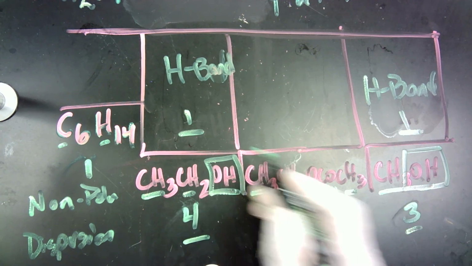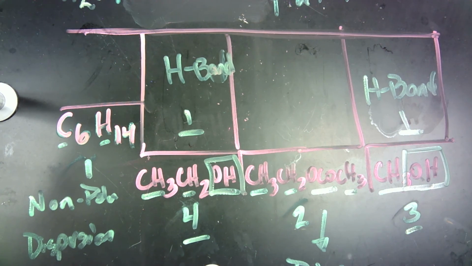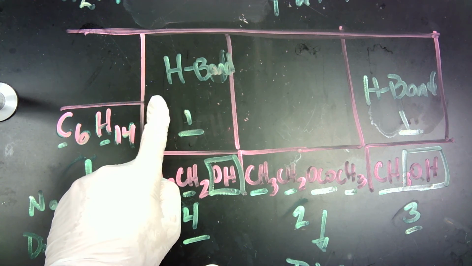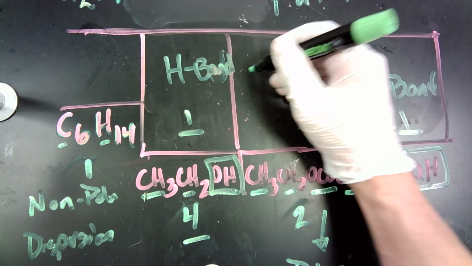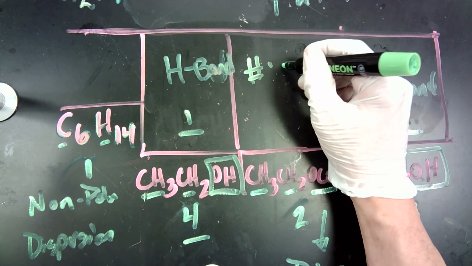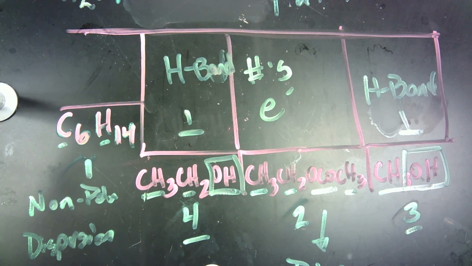Both have hydrogen bonding, both have equal numbers of hydrogen bonds. Why does this molecule here evaporate last? It's because it's got more electrons in the molecule. When you have more electrons, you're going to have more intermolecular force.